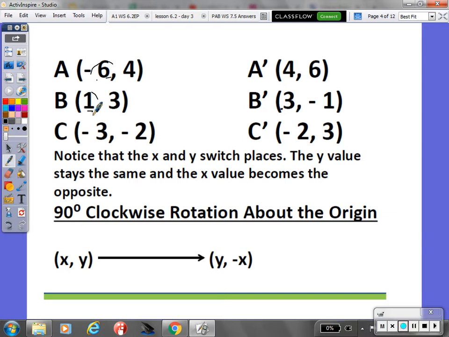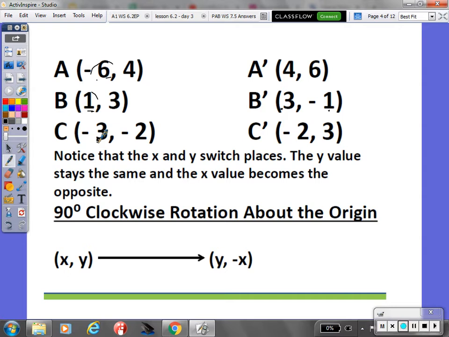This +1 becomes a -1. Well, guess what happens then? A -3 becomes a +3. So the pattern, or if you will, the formula that we can use is flip-flop x and y. So x and y switch places. Y stays the same, and the x value is the opposite of what it started as.